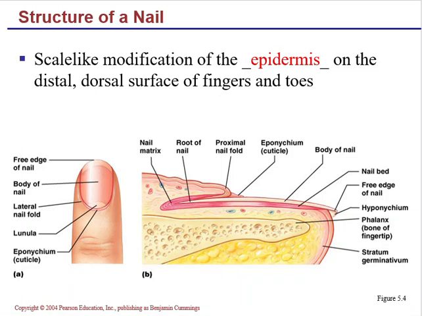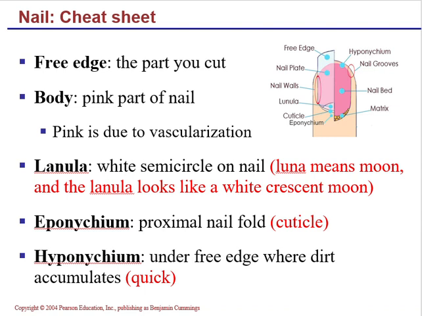Next, we're going to be looking at the structure of a nail. This is a modification of the epidermis found on your fingers and your toes. What part should you know? Well, the free edge, which is the part you cut, the body, that's the pink part of your nail, and that pink is due to blood vessels that underlie the body of the nail.